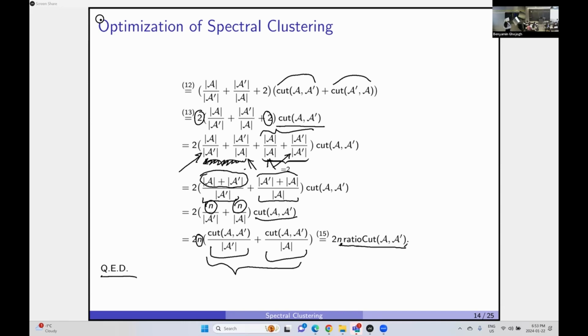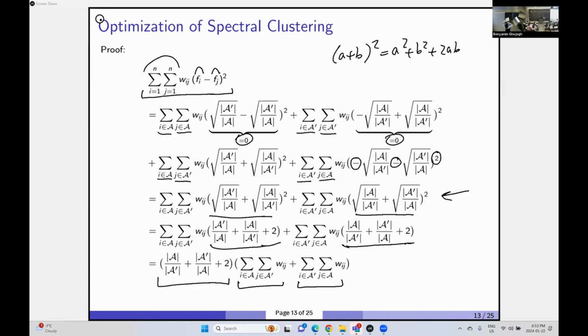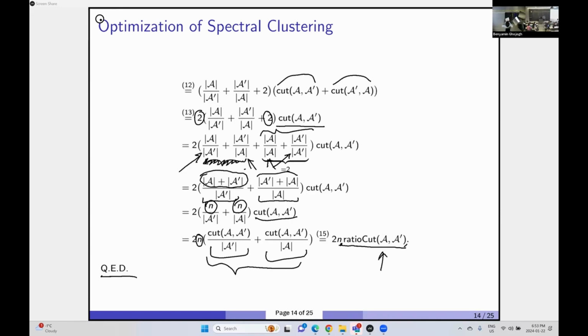In this course, if I don't explain a proof, or if I explain the proof, I will go step by step. As we just proved here, minimizing this is equivalent to minimizing the ratio cut times 2n. 2n is this constant scalar, right?